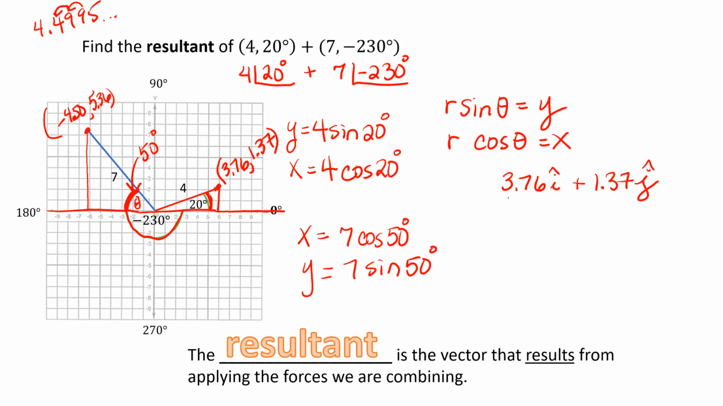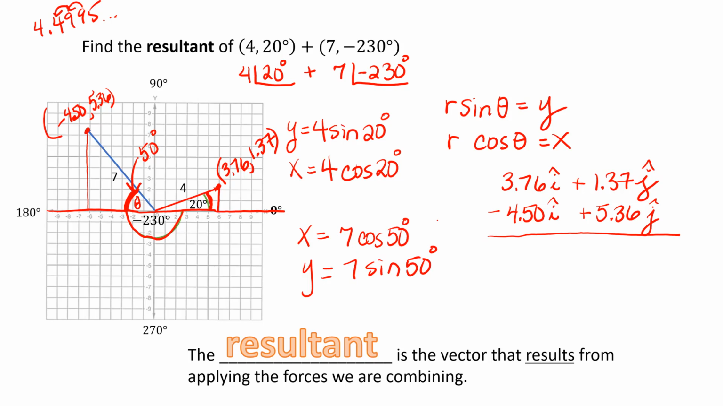These are our 2 vectors. Your book would write that second one as negative 4.50 i hat plus 5.36 j hat. And then add the components. Add the x coordinates, which are the ones with little i hats next to them. So 3.76 minus 4.50 is negative 0.74.